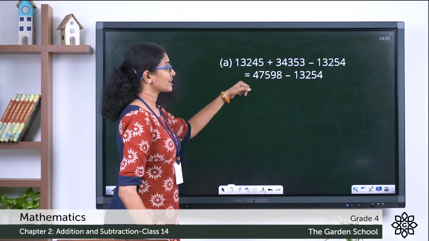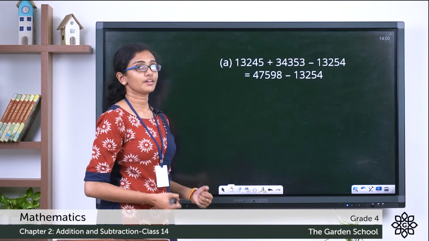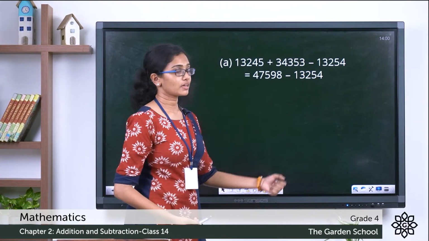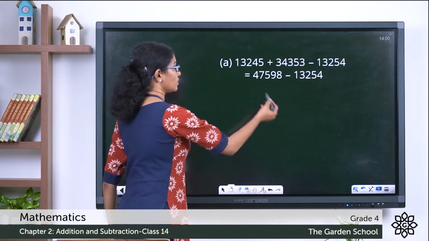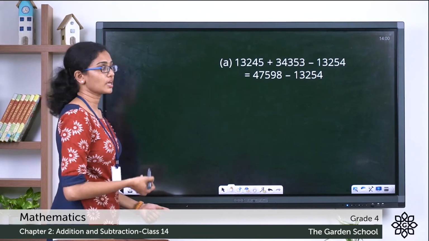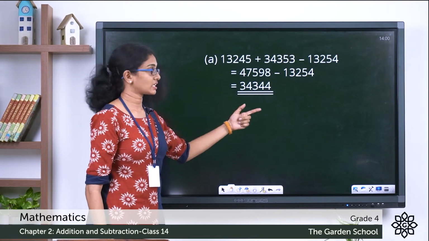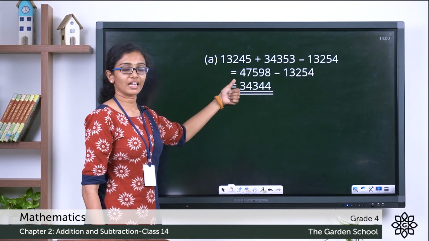These two added together will give you 47,598. Now what is remaining? The subtraction part is remaining. So let's subtract that number from this sum. Now subtracting these two numbers will give you the difference 34,344. So that is the answer to question A.